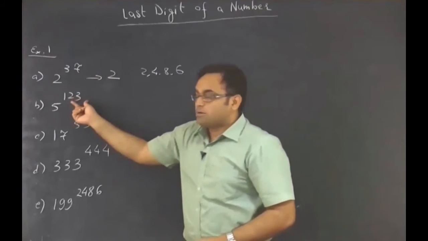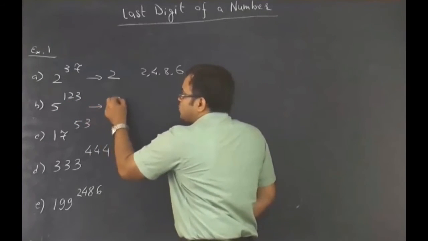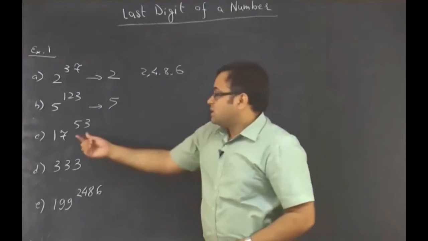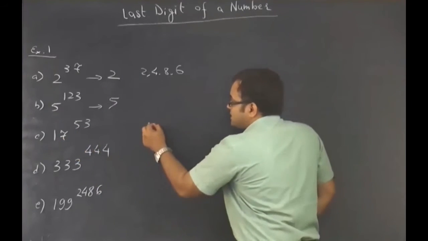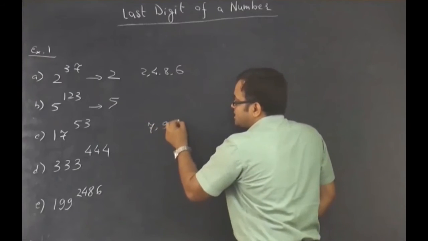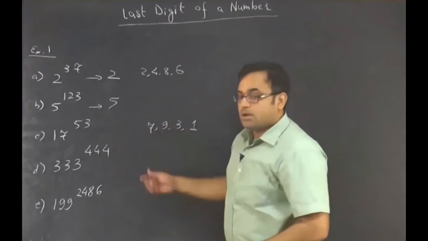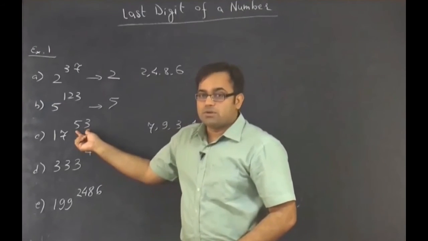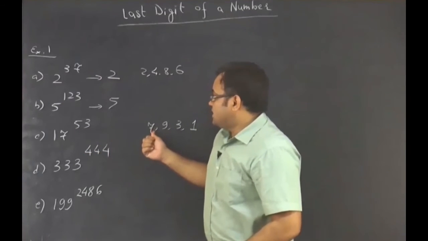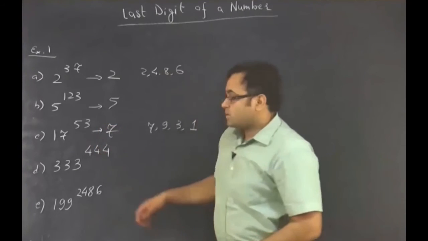Second one, 5 to the power 123. 5 raised to the power anything is always 5, so this will remain 5. 7 to the power 53. What's the power cycle for 7? 7 7 is 49, 9 7 is 63, 3 7 is 21. Once I get a 1, the same cycle will start repeating. So 7, 9, 3, 1, divided by 4. 52 will be divisible. Remainder is 1. 7 to the power 1 is 7. So this will become 7.